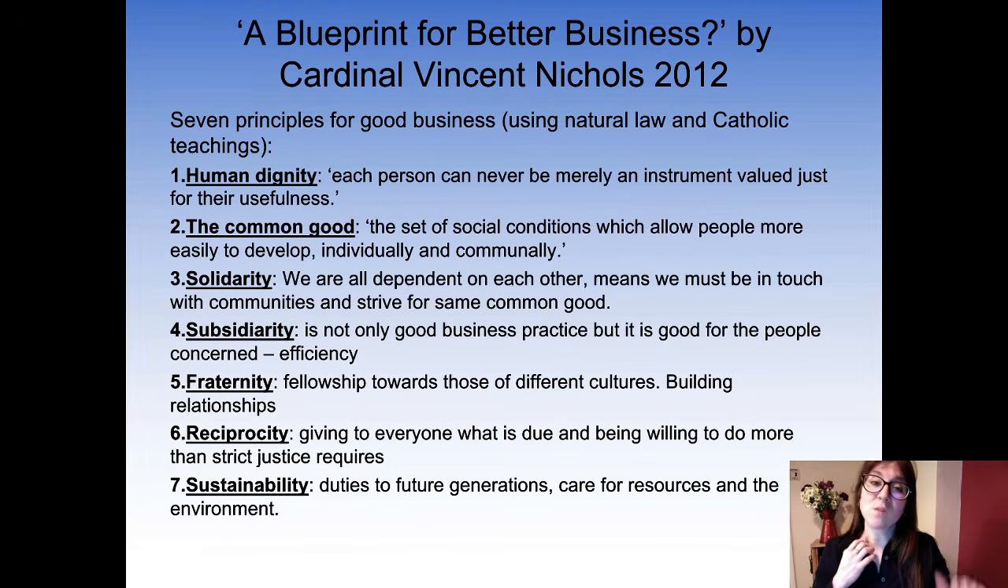In an essay, you only need to mention 1 or 2. You do not need to mention them all, and the order is of no relevance or importance. The common good: the set of social conditions which allow people more easily to develop individually and communally as a community. Solidarity: we are all dependent on each other. This means that we must be in touch with communities and strive for the same common good. Subsidiarity, so there you go. Subsidiarity, I can't even say it, is not only good business practice, but it's good for the people concerned, so it shows efficiency.